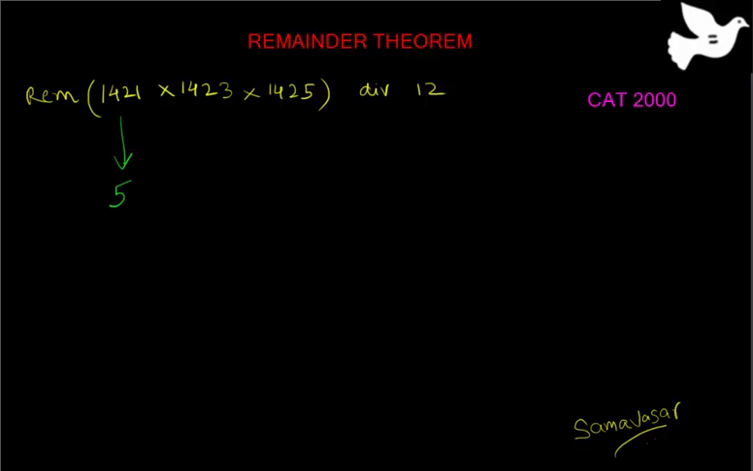Hello everyone. This is a question which appeared in CAT 2000. You're supposed to find the remainder of this number when divided by 12. This concept we've discussed in the concept video. First of all, you find out the remainder when 1421 is divided by 12. When you do that, you'll find that the remainder is 5.